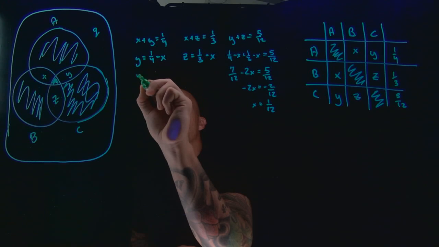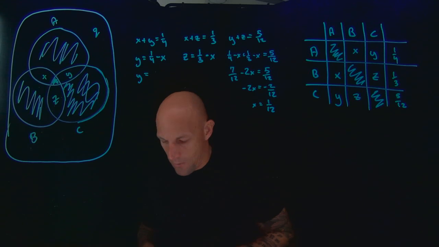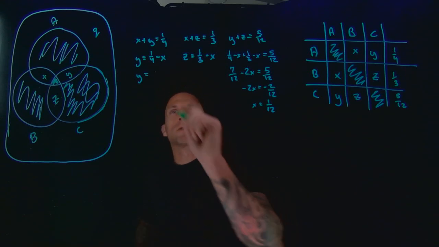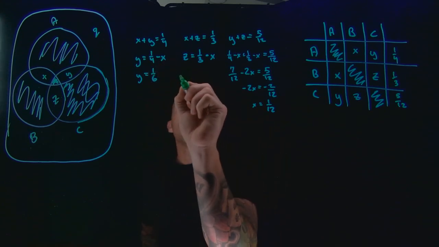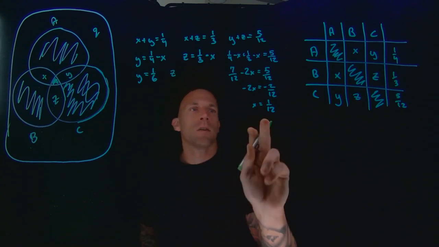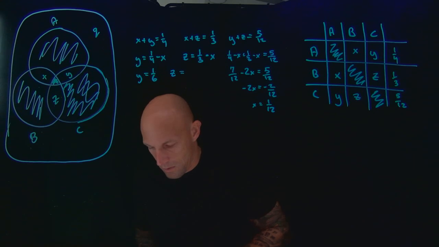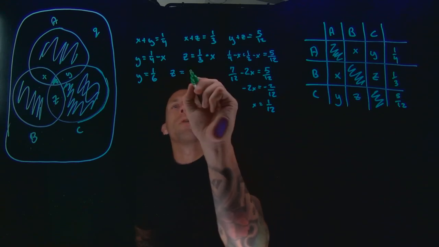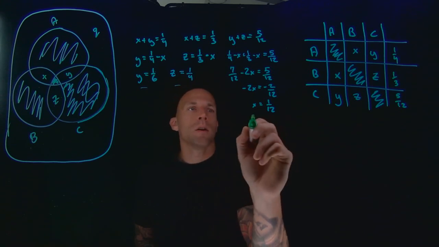Plug in here. Y, 1/4 minus 1/12 is 1/3 if I recall, but fractions on the fly are not my strong suit. 1/6. So we plug in 1/12, 1/4 minus 1/12 is 1/6, and then we'll do the same thing for Z. 1/3 minus 1/12 is equal to 1/4. Even better. So we've got a value for Y, a value for Z, a value for X.